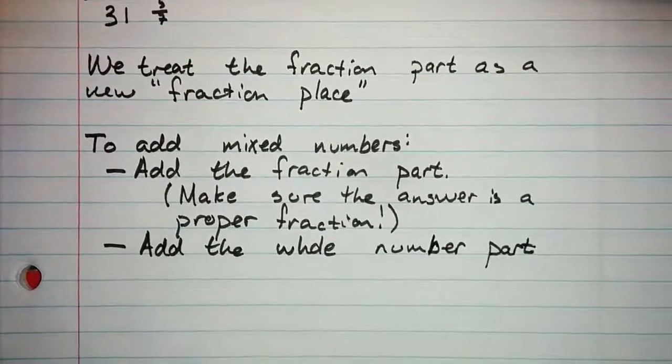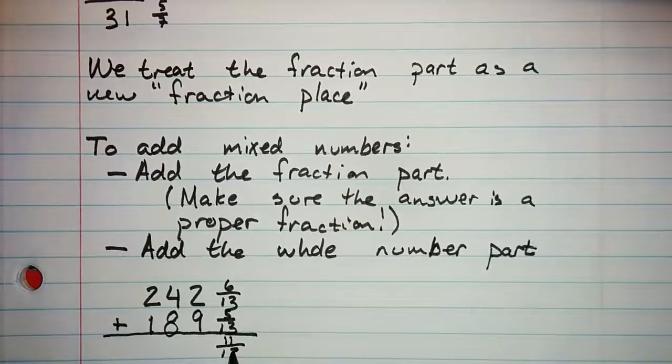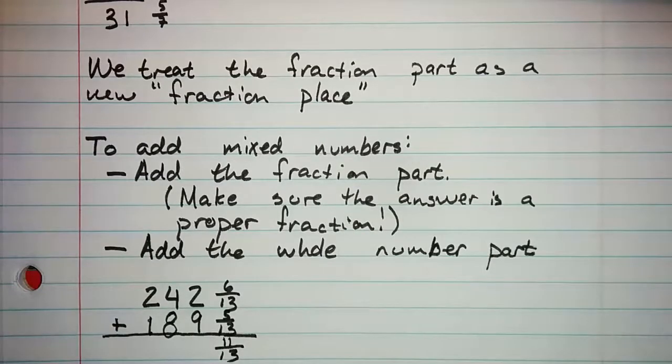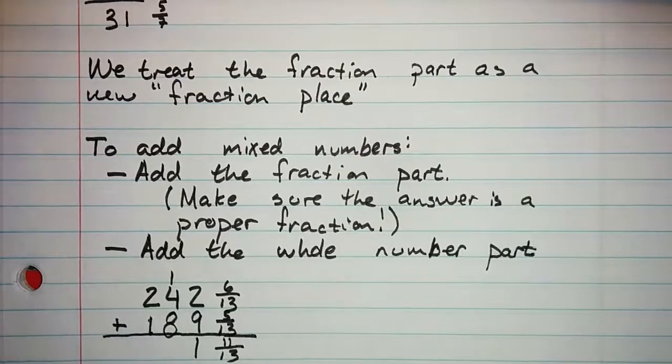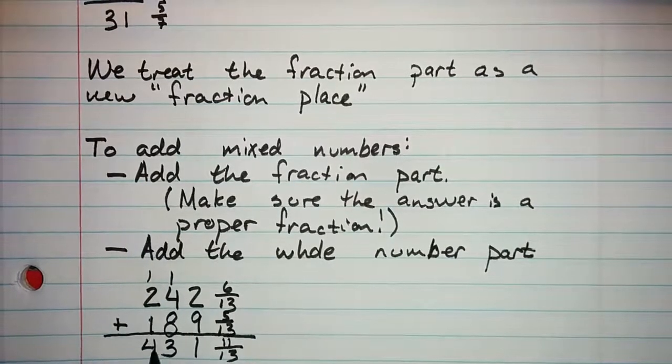So if I wanted to add, for example, 242 6/13 plus 189 5/13, first I would add the fraction parts. 6/13 plus 5/13 is 11/13. Noting that 11/13 is a proper fraction, I'm still okay. And now I add the whole number part. 2 plus 9 is 11, 1 plus 4 is 5, and 8 is 13. 1 plus 2 is 3, and 1 is 4.